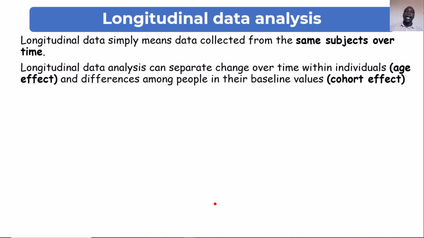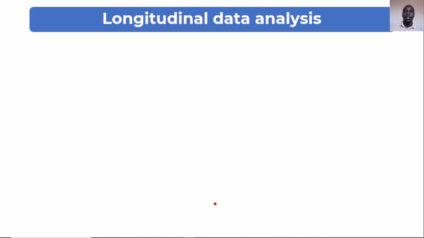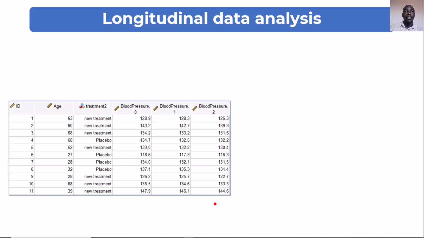So longitudinal data analysis helps us in separating change over time within the individuals, what is referred to as the age effect, and the differences among people in their baseline values, their starting values, the cohort effect. To better understand longitudinal data and longitudinal data analysis, let us look at the basic structure of longitudinal data.